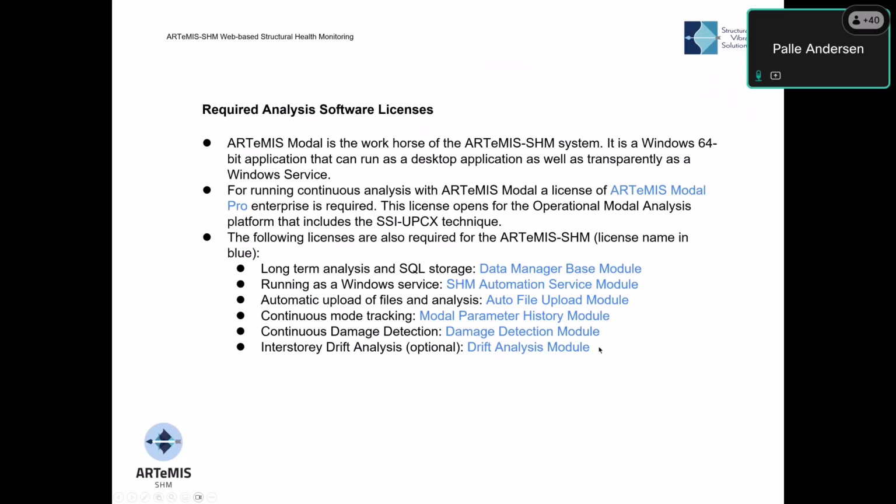We also have some other things like interstory drift analysis, another module that can be used if you want to study, you could say, continuously local problems. For example, columns. You want to study how much interstory drift the different columns have while you're doing the analysis. This is good if you have some high-rise building and you have some columns that are quite important, then you can add this module as well. So these are the types of licenses that are required in order to run the ARTeMIS-SHM system.